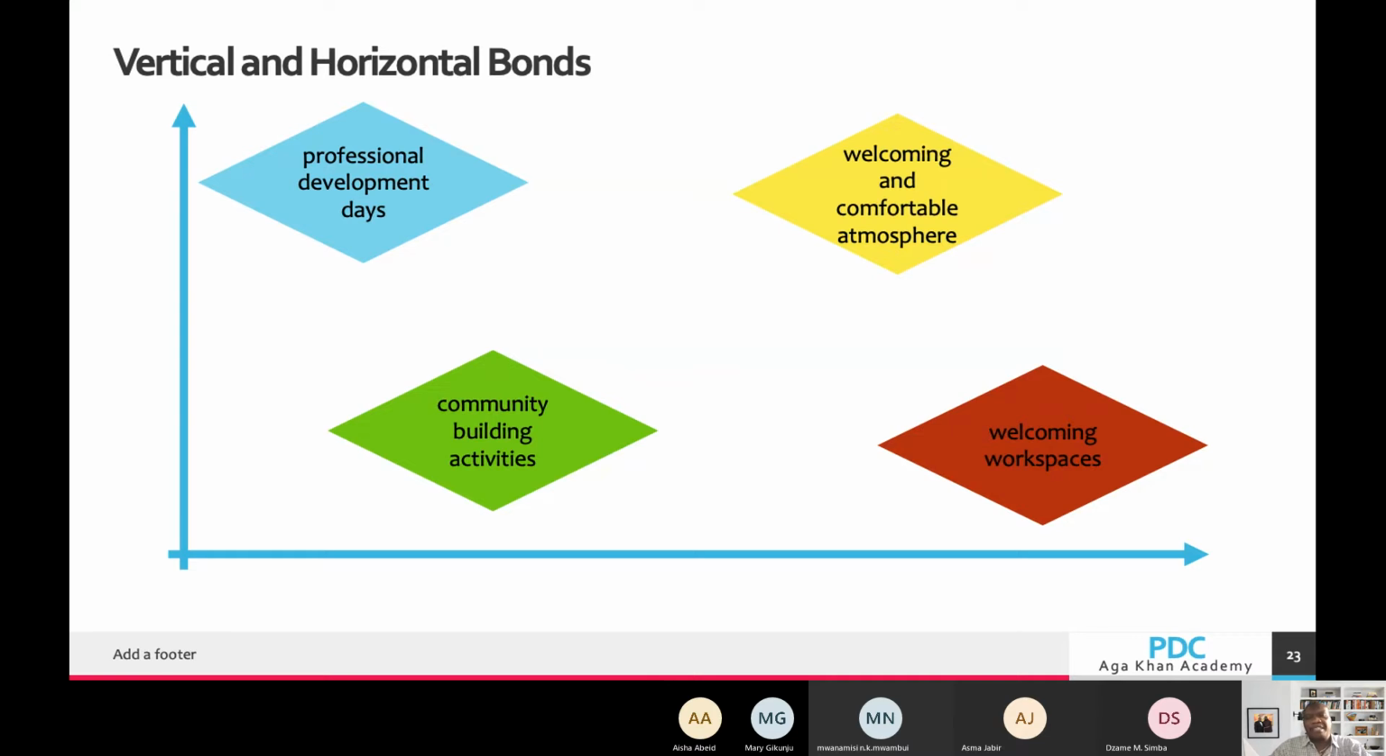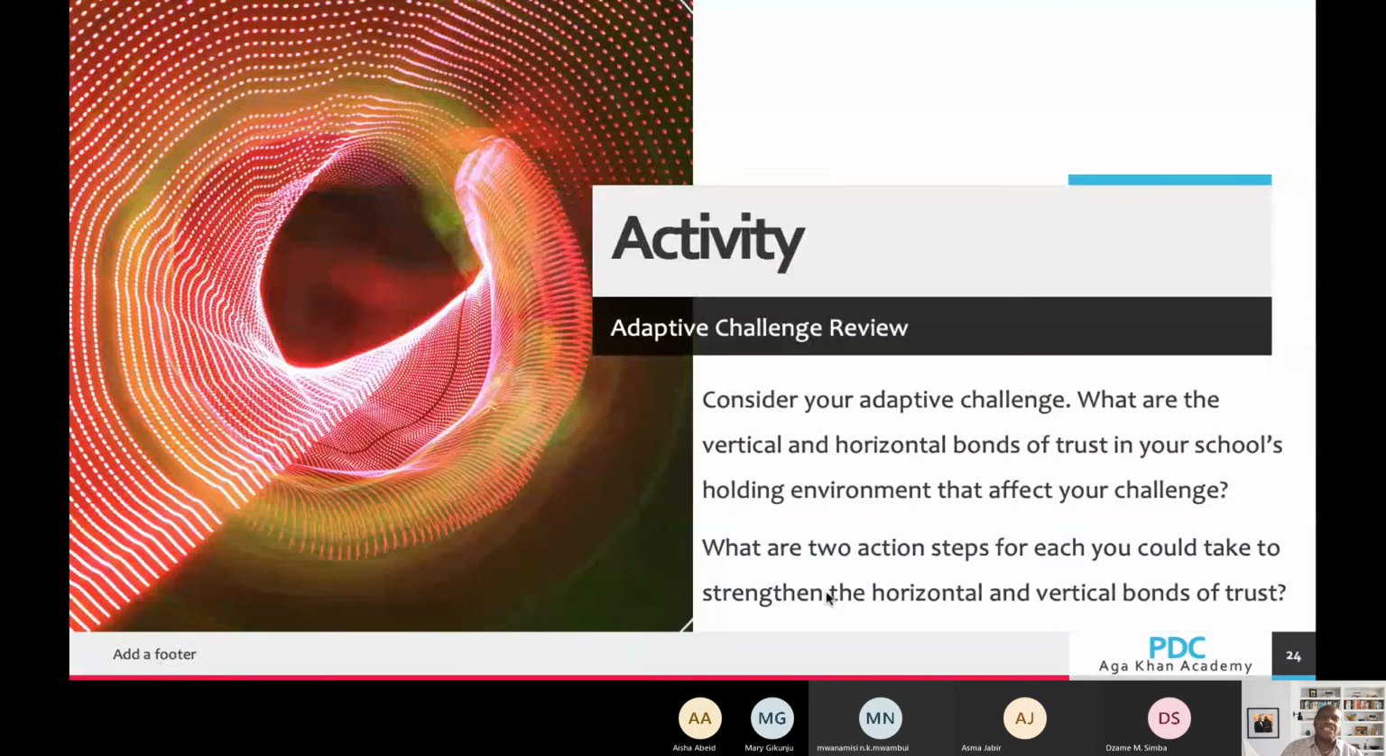So it is very important that as a leader, you look at what you can do to improve or increase the bonds. So I'd like to ask you, in a short activity, look at your adaptive challenge, which you are handling. What are the vertical bonds of trust in your school holding environment that will affect your challenge? Can you share with us what are the two steps that you'll take to strengthen the bond?